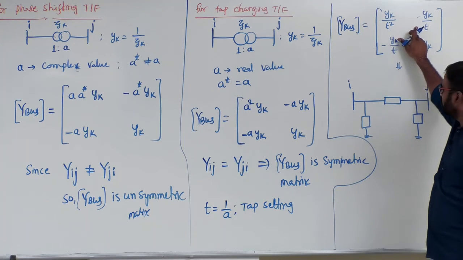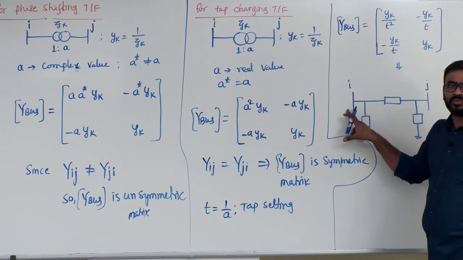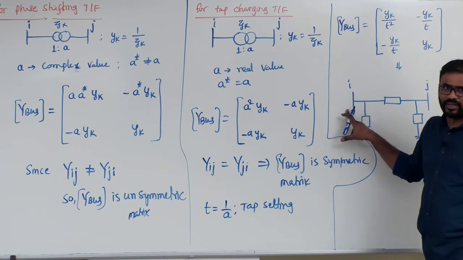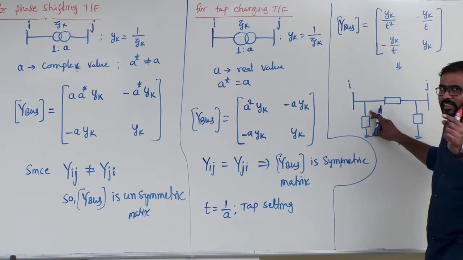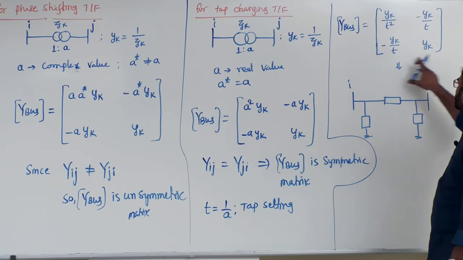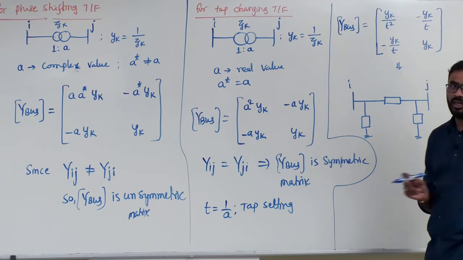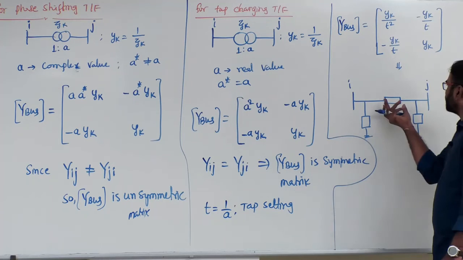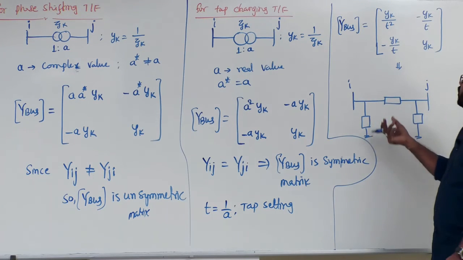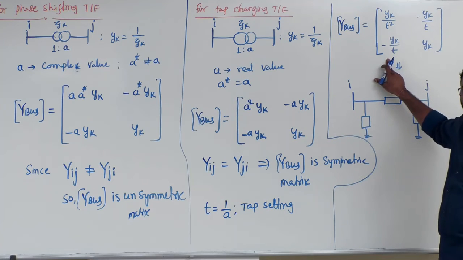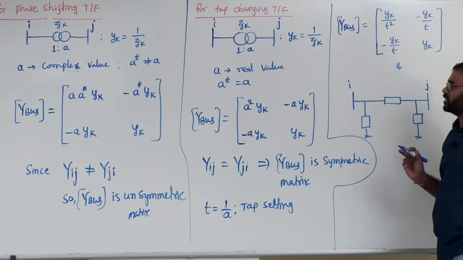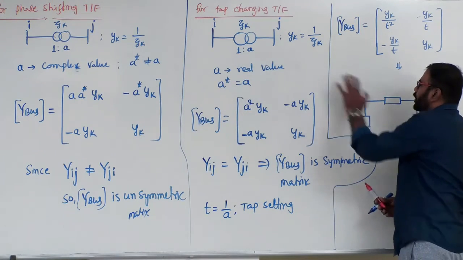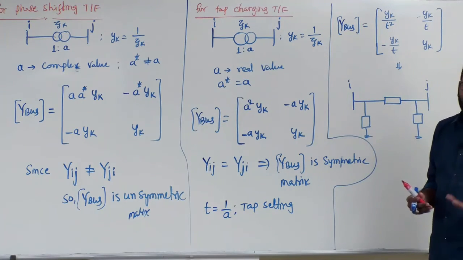But the shunt admittance connected to any bus can be written as the sum of that row's elements. If I add the ith row elements, I get the total shunt admittance of the ith bus. If I add the jth row elements, I get the total shunt admittance of the jth bus. Since Yij and Yji are the same, they equal minus the series admittance of the line connected between the ith bus and jth bus. That means for a tap changing transformer, we are going to write a nominal pi equivalent circuit. That is the idea.